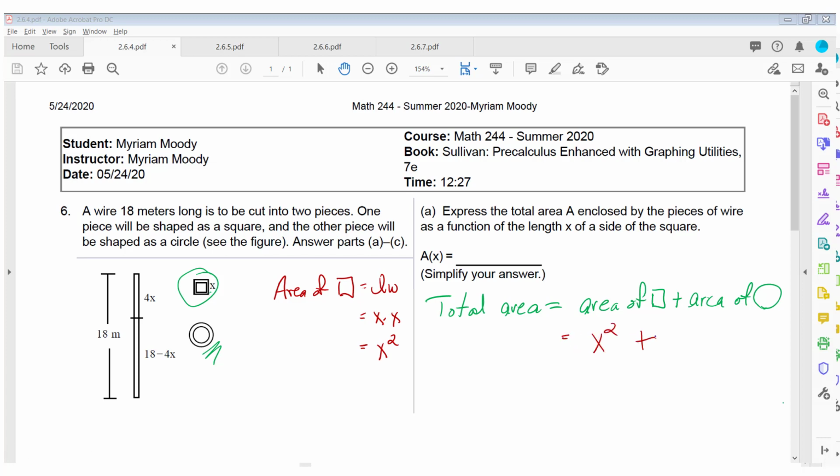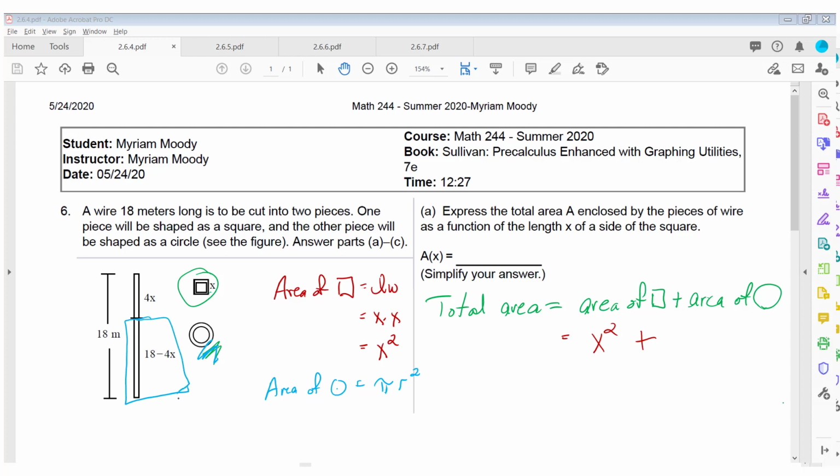Now I need the area of the circle. All right, so question. How do you find the area of a circle? Yeah, area of a circle is equal to pi r squared. So I need to know the radius of that circle, don't I? Okay, I don't know about you, but I don't see the radius of that circle. You know what I do see, though? I do see that this circle was formed by this much of the wire.